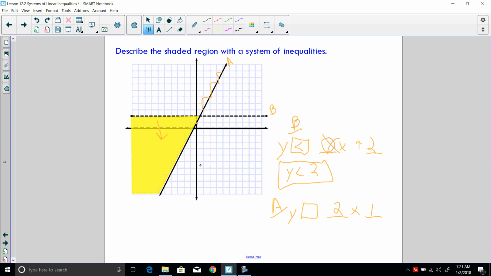And now I have to do the same thing to figure out my inequality symbol. I have a solid line, so I'm going to have a line underneath. And I'm shading above that line, so it's going to be greater than. So I have y is greater than or equal to 2x plus 1. And that's how I can identify. Now I have my system of inequalities between those two, and I'm finished.